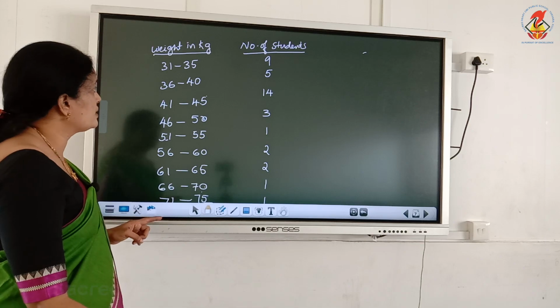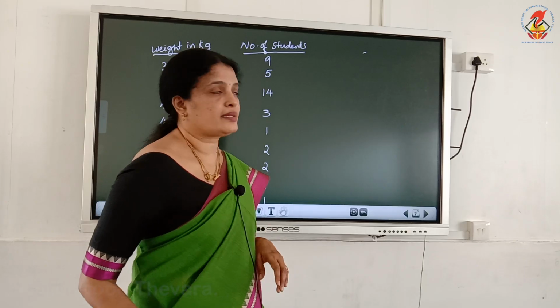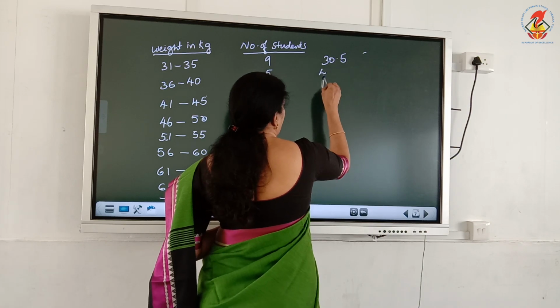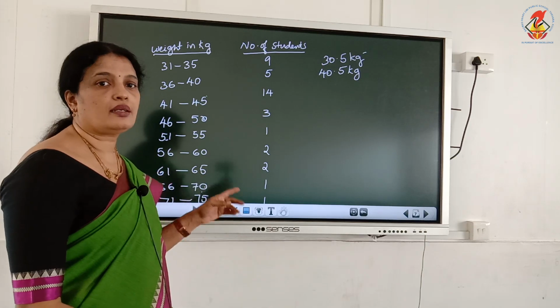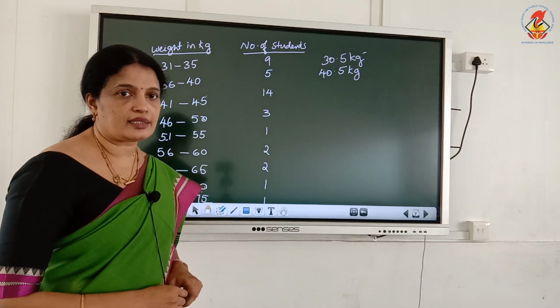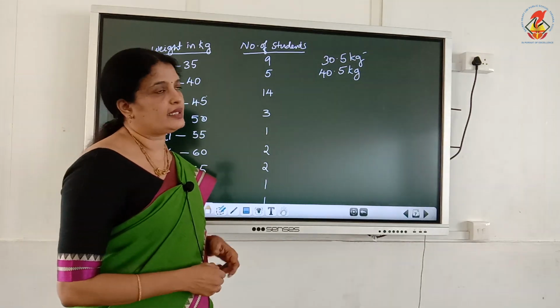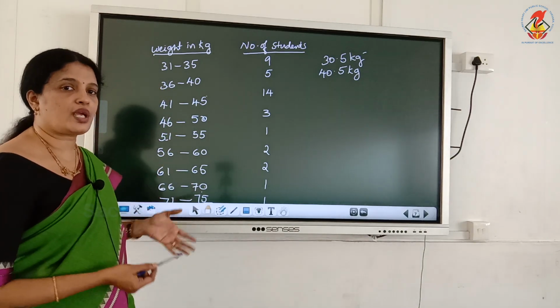Now, in this class, two new students joined. Their weights are 30.5 and 40.5, 30.5 kilogram and 40.5 kilogram. How can you add these weights into this class interval? Can you add these two weights in this class interval? How can you add this? We can add this. We have to change the order. How can you change it?